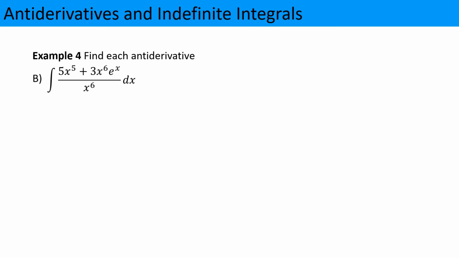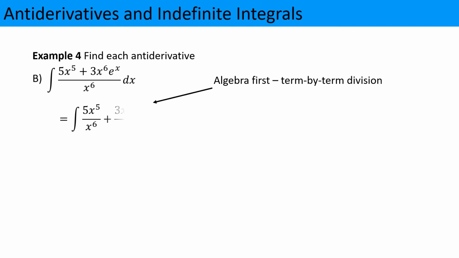Find the integral of, in the numerator, 5x to the fifth plus 3x to the sixth e to the x, all divided by, in the denominator, x to the sixth dx. We need to do some algebra first. Let's do term-by-term division. So this would be written as the integral of 5x to the fifth divided by x to the sixth plus 3x to the sixth e to the x divided by x to the sixth dx.